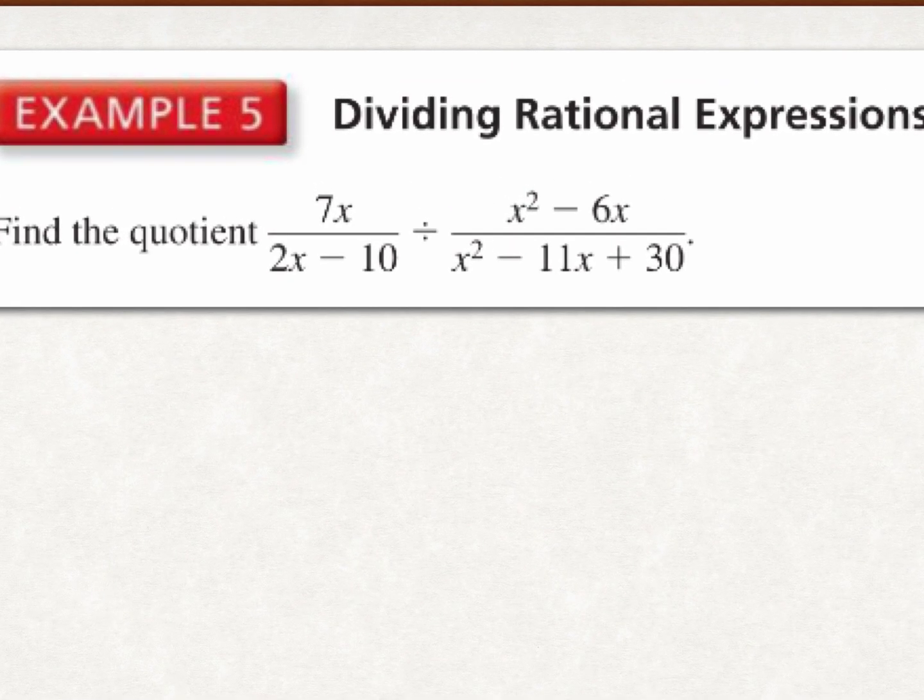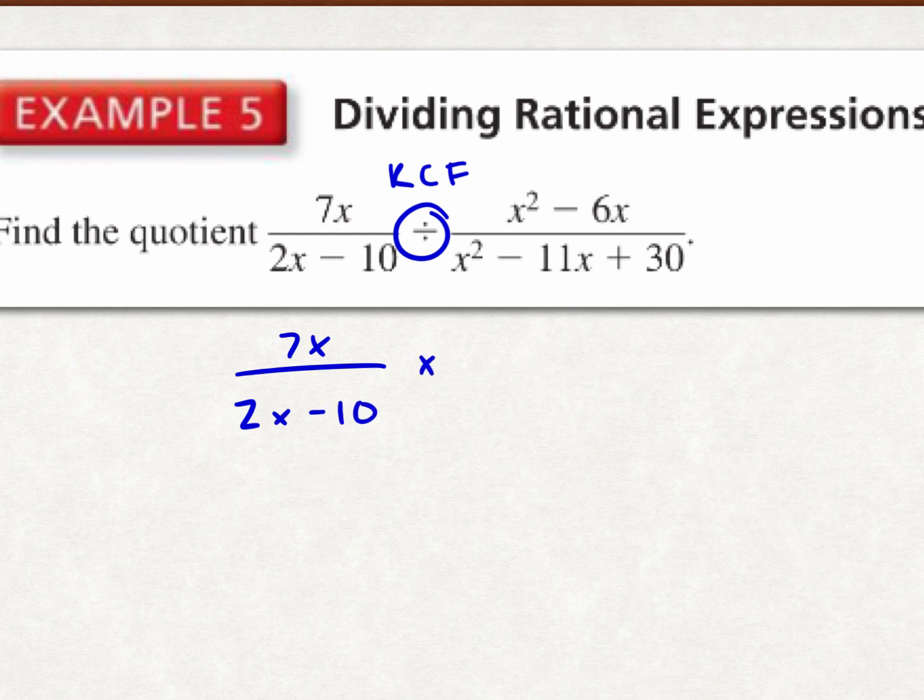Whenever you see dividing, that tells you you have to keep, change, flip. So we keep the first one, change to multiplication, and flip the second one. So now that I have a multiplication problem, what would I do? Who watched the video on Thursday?